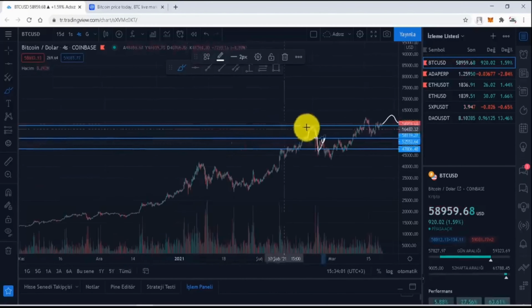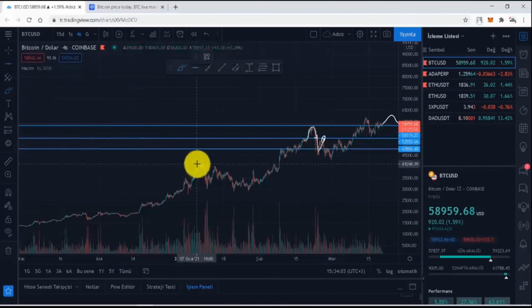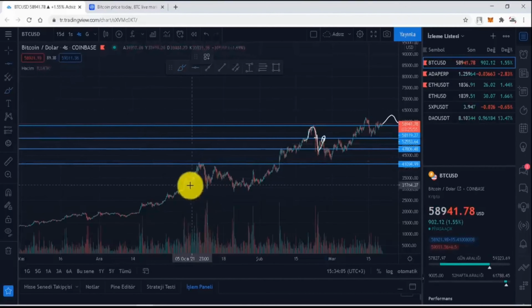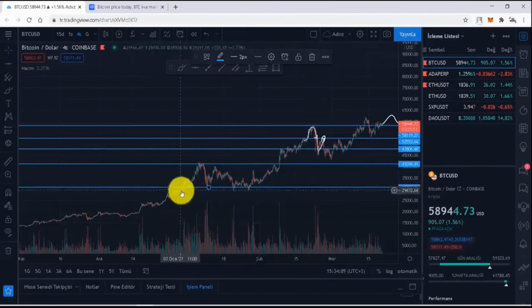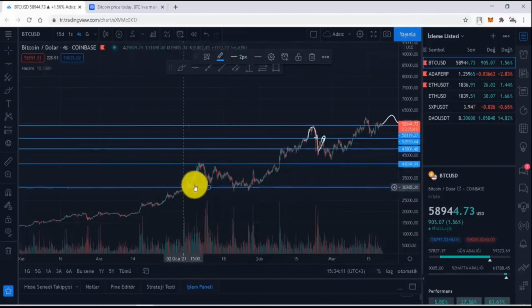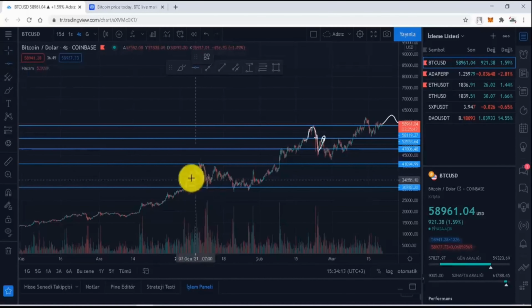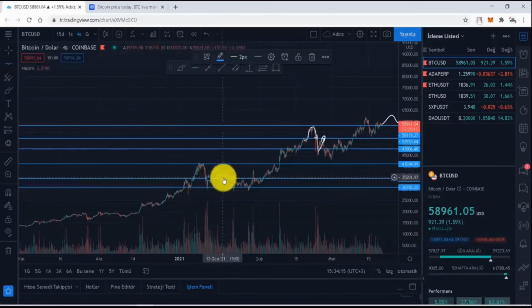So actually the peaks always represent resistance, while the troughs represent support. Look at the trough points and peak points here. Again, look here. The peaks are also a support here. Look, here is a peak. It has worked as support here. In this way, it has functioned as support.